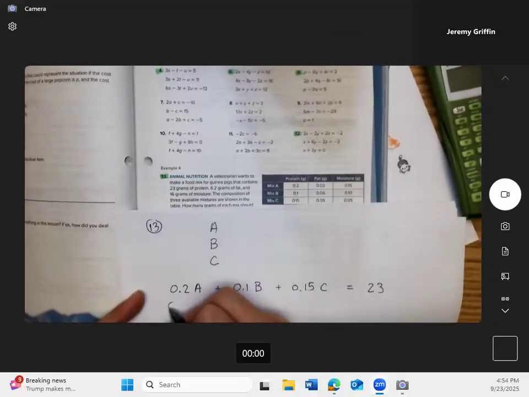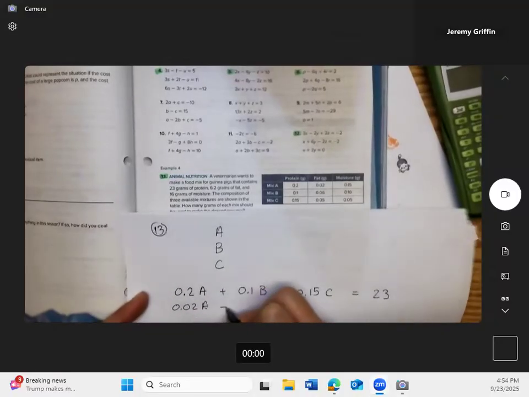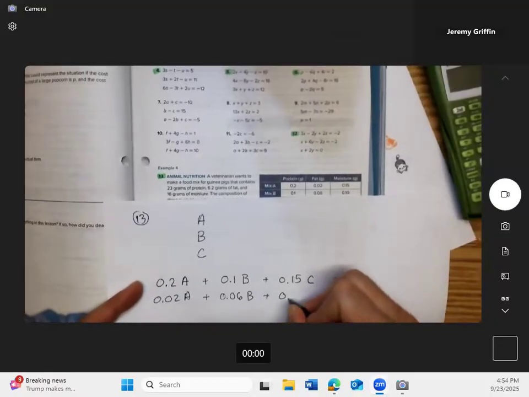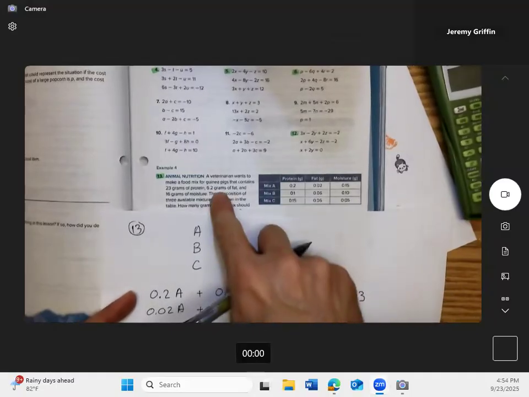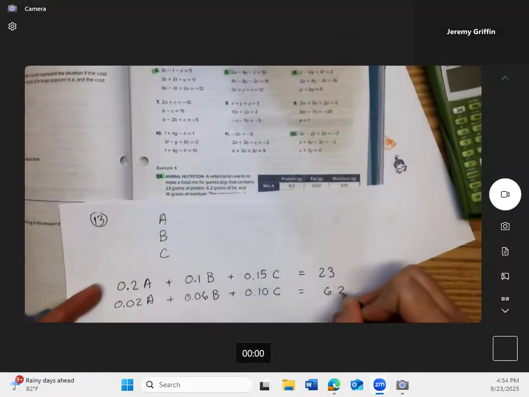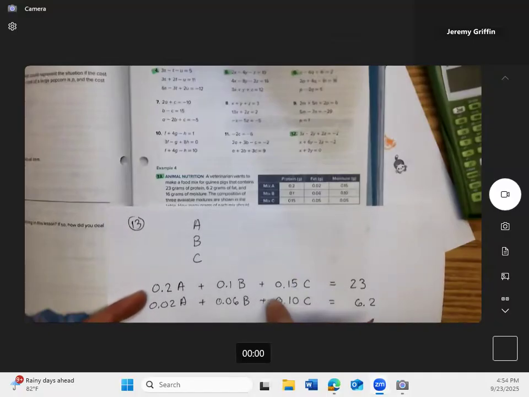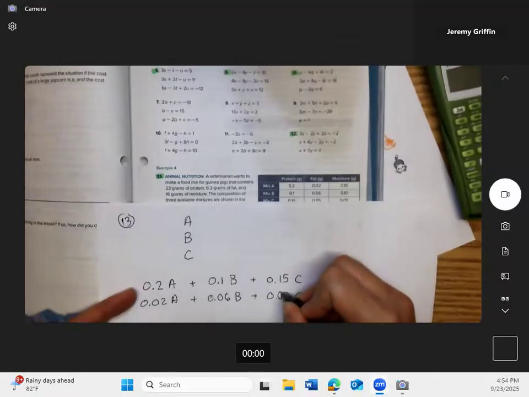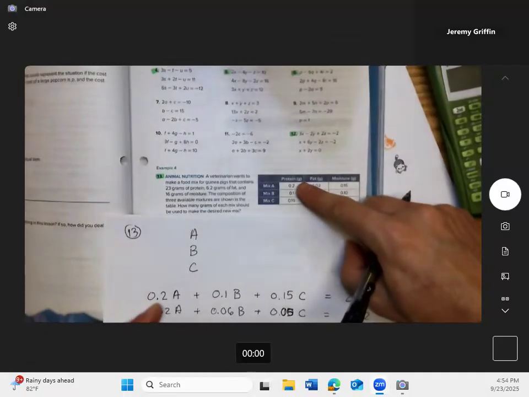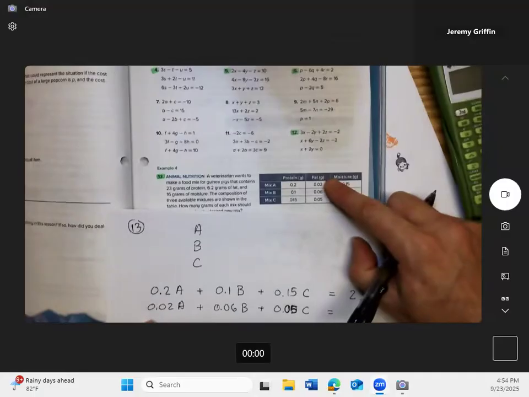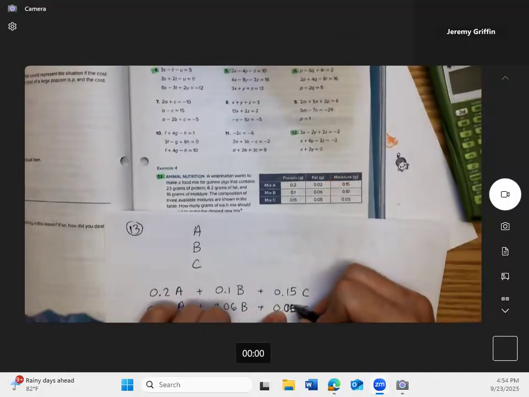So 0.02 of mix A plus 0.06 of mix B plus 0.10 of mix C. That has to add up to 6.2 grams of fat. Sorry, this is 0.5 right here. Oops, I scratched that. Just going right across. Okay, make sure I'm getting this right. So protein, 0.2, 0.1, 0.15. Fat, 0.2, 0.06, and 0.05. This is 0.5 right here.